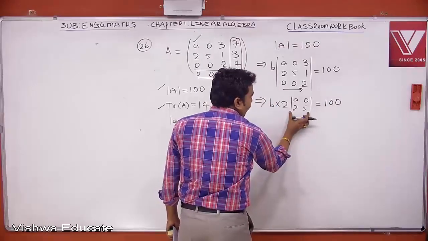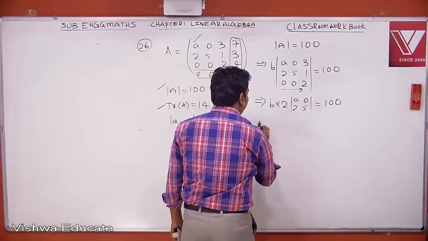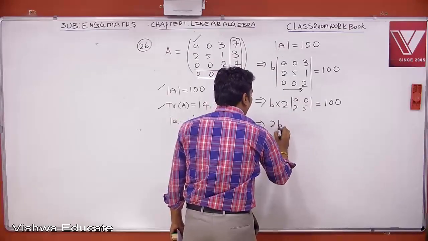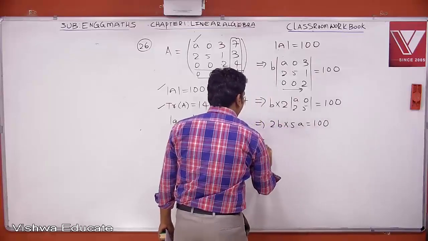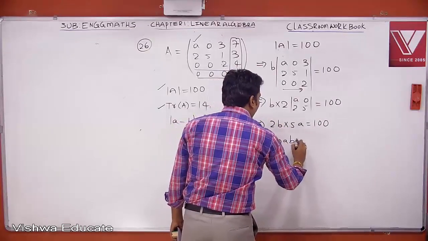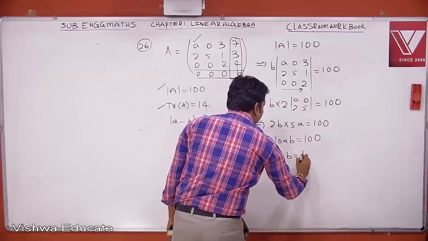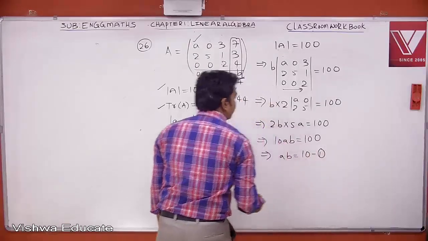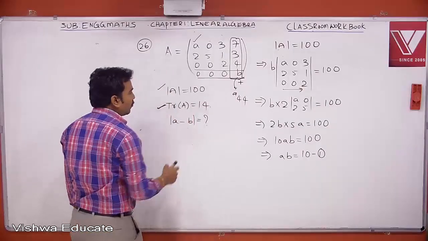Now this is a lower triangular matrix. Therefore its determinant is the product of diagonal elements. So therefore this is 2B into 5A equal to 100. So this implies 10AB equal to 100. This implies AB equal to 10. This is one equation. Now let us find another equation by using trace of A equal to 14.